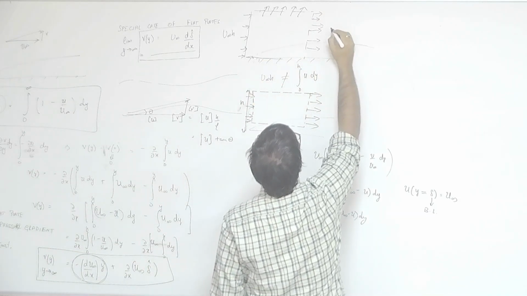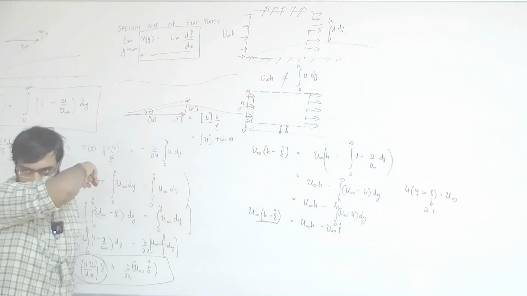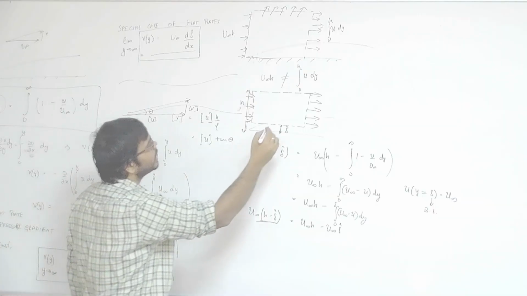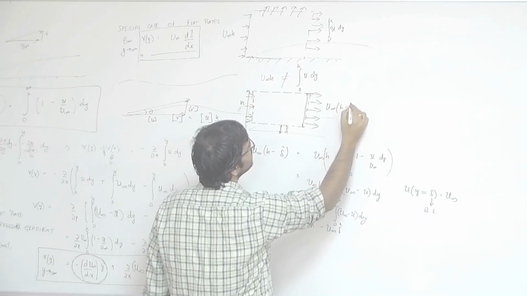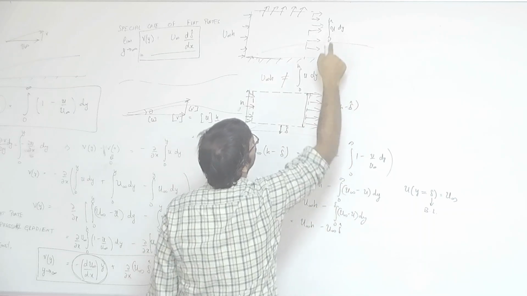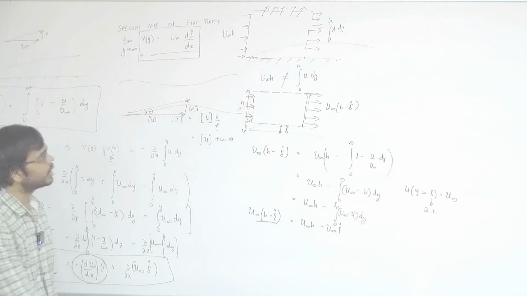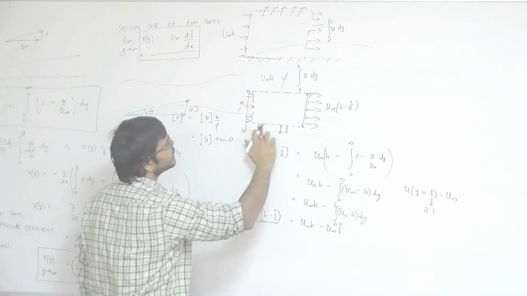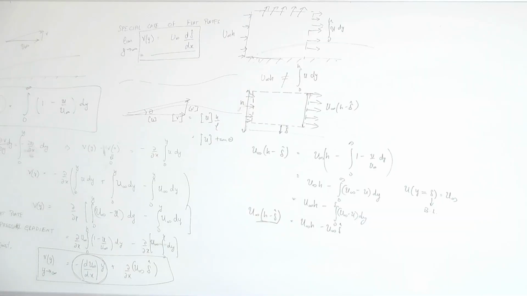So this flow rate is the integral of u dy from 0 to h, and this flow rate will be u infinity (h minus delta hat), and you can prove that these will be equal, if you simply ignore that there is a boundary layer. So in a way, this delta hat is indeed the displacement thickness.